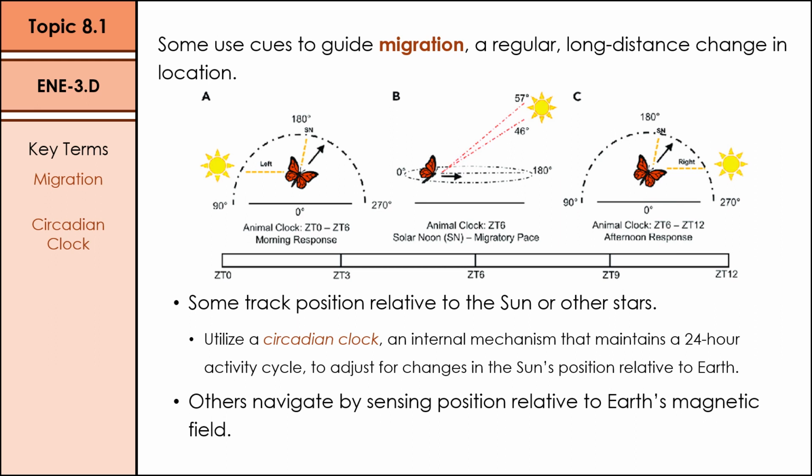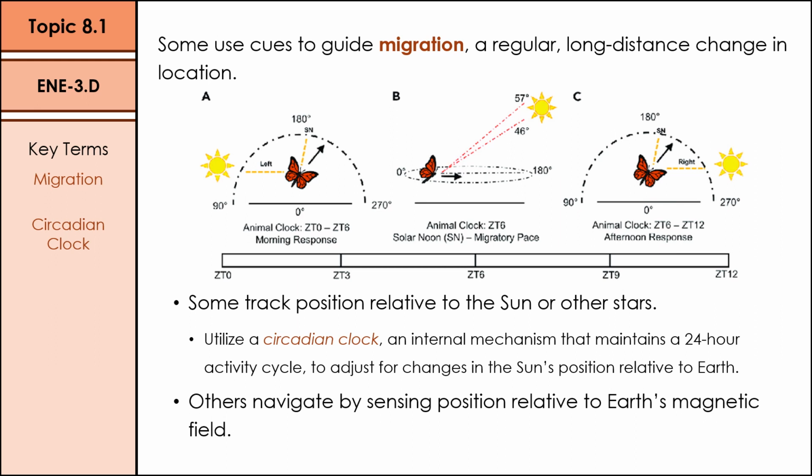And when we're talking about these innate ideas of how organisms move, these cues can come from a variety of sources. So, for example, organisms will often use cues in order to guide migration. Migration being a regular, long distance change in location. It can be annual, it can be semi-annual, it can deal with the seasons. But it's usually based on cues that they receive from the environment.